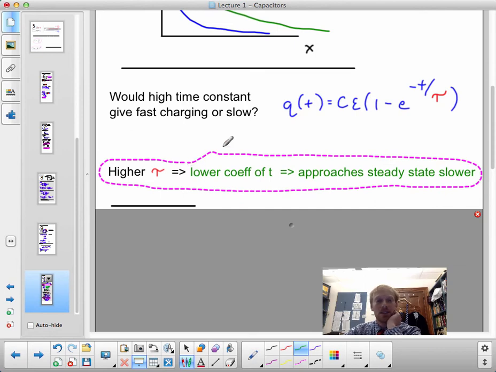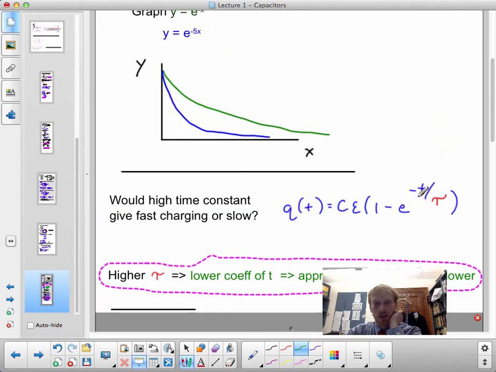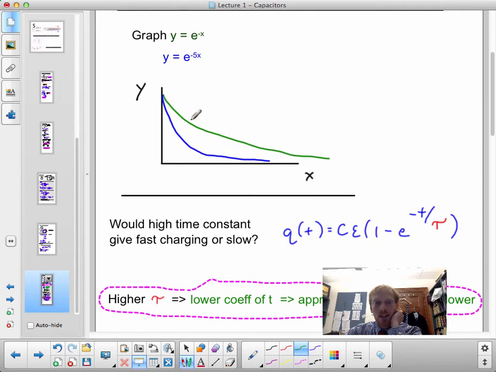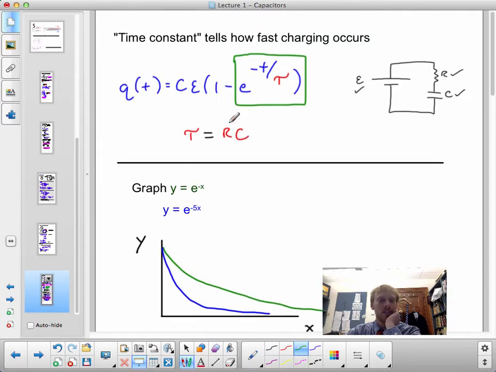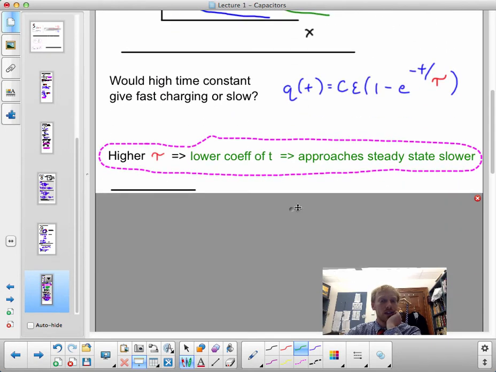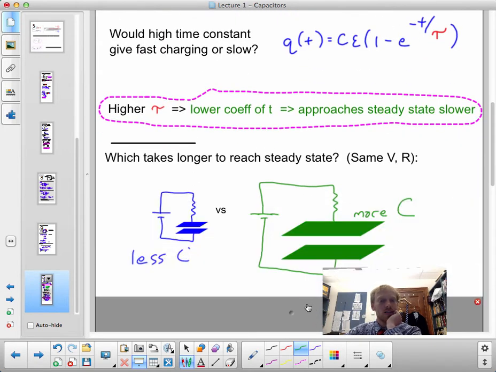A higher time constant gives a lower coefficient in front of t, gives a slower charging. Let me say that again. A higher tau, a higher value of r times c, gives slower charging of the circuit. So which of these takes longer to reach the steady state? Well, this one does. You can sort of imagine that qualitatively. It would take more time to load all of the charge onto this big green capacitor plate than it would take to load the charge onto that little blue capacitor plate. It would be slower in the green circuit.